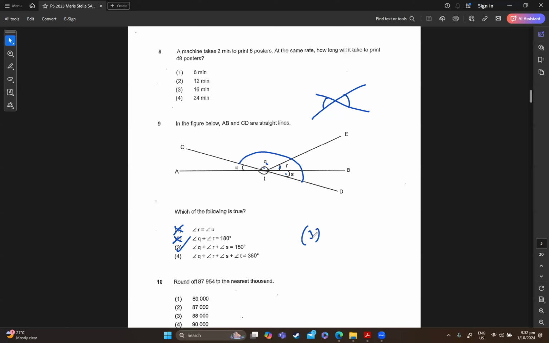But just do a final check whether option 4 is wrong. So QRST is 360? Without U, it's not 360, so you can eliminate 4. So the answer is option 3.